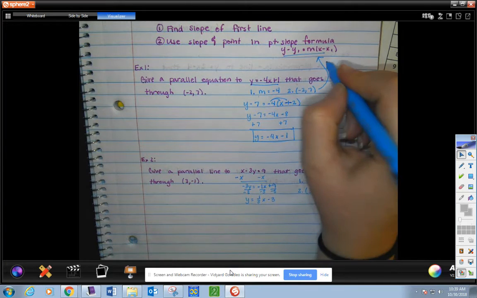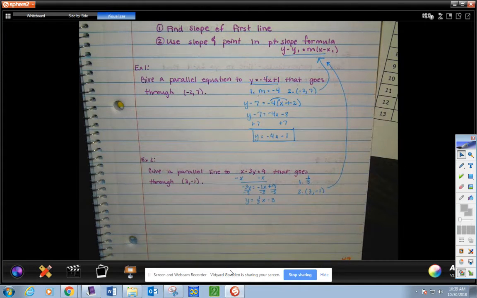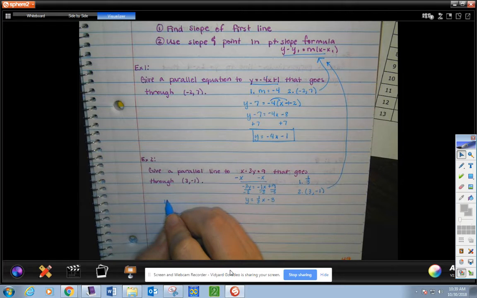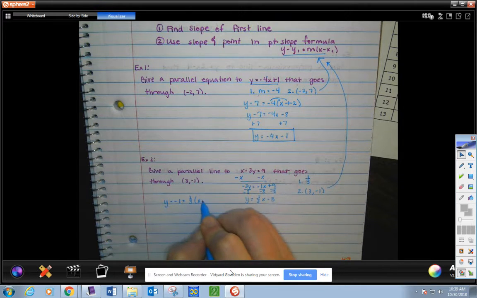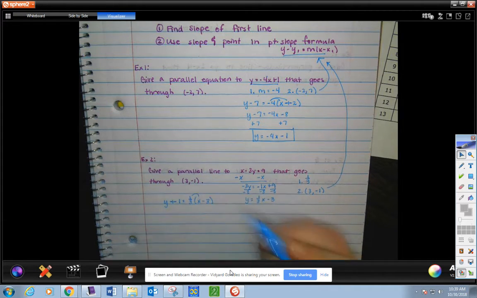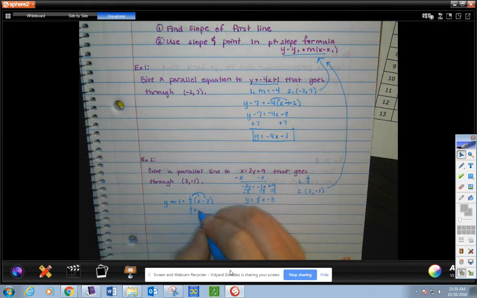Step 2 is to use the point they gave me, which is 3, negative 1, and plug it into that formula up there. So I'm going to plug this in. y minus, the y in the point is negative 1, equals the slope that we found, 1/3, times x minus, and the x in the point is 3. I'm going to change my double negative and distribute. 1/3 times x is 1/3 x. 1/3 times negative 3 is negative 1.